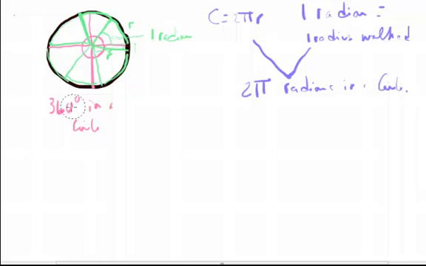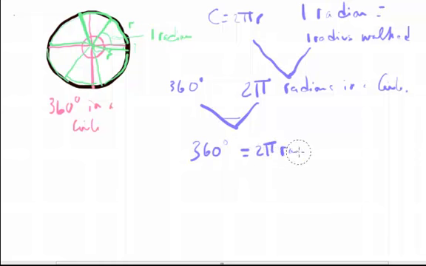We already said that there's 360 degrees in a circle. So if there's 2 pi radians in a circle, and it's also the case that there are 360 degrees in a circle, then it follows from these two statements that 360 degrees equals 2 pi radians. And if 360 degrees equals 2 pi radians, then it follows that 1 degree equals 2 pi over 360 radians.